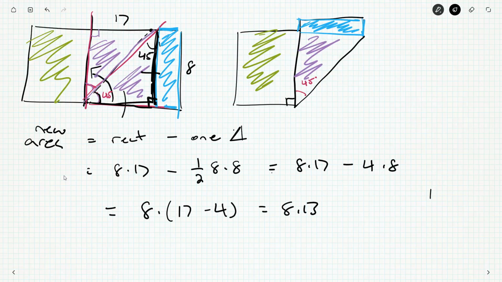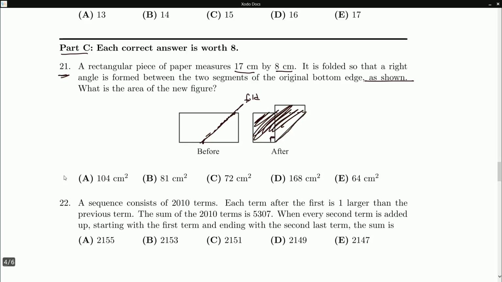I could grab my calculator, but I've come this far without it. 8 times 3 is 24. Carry the 2, so we'll have 104. So 104 is our answer. I think I saw that. Yeah, it's the first one. So A is our answer.